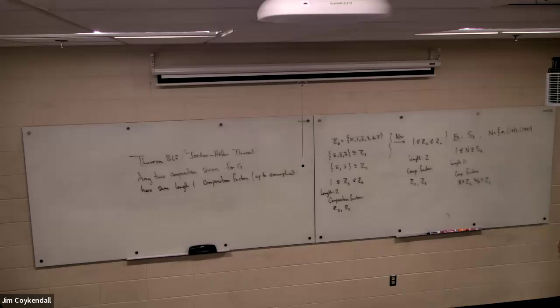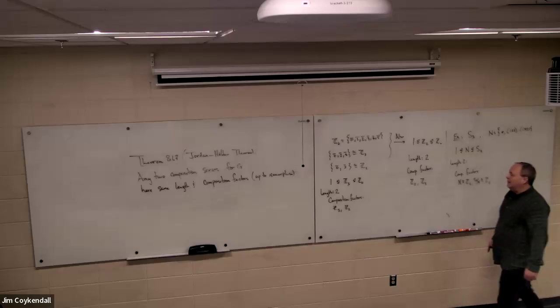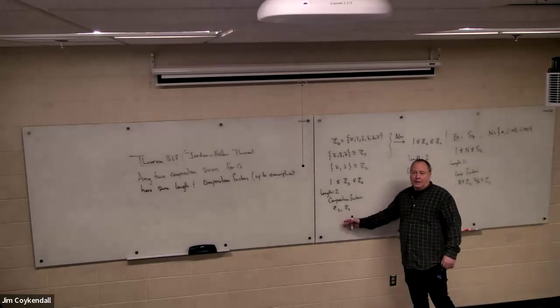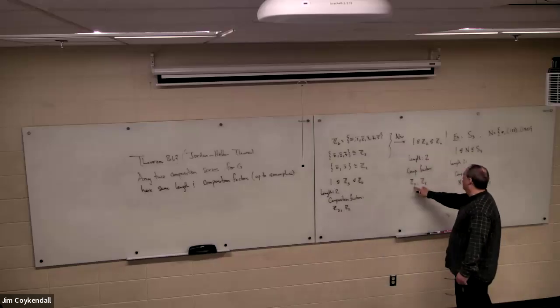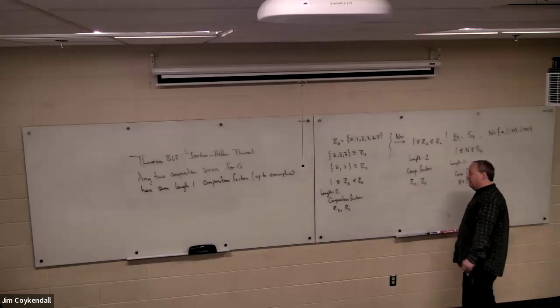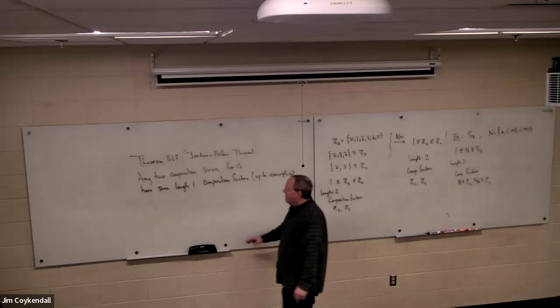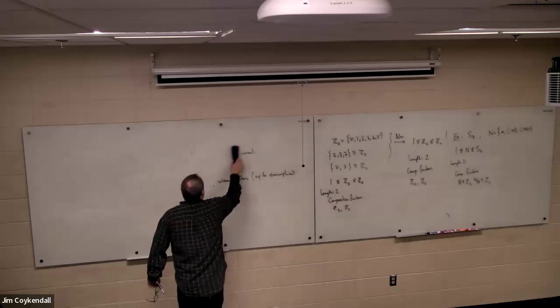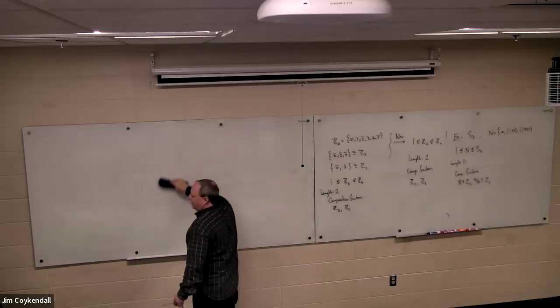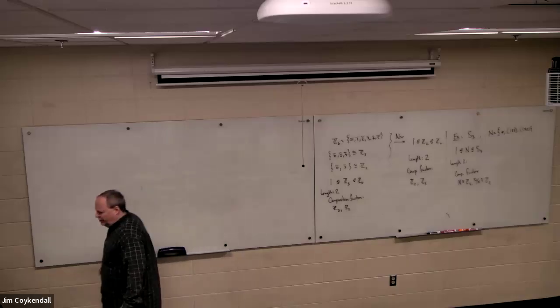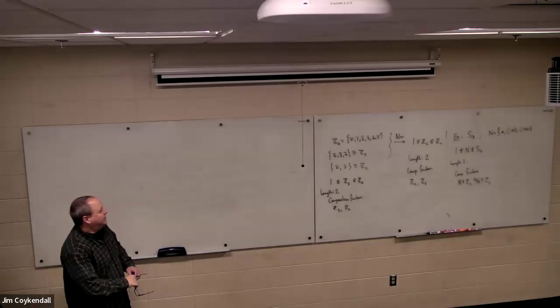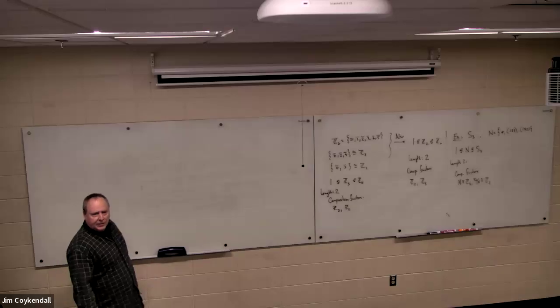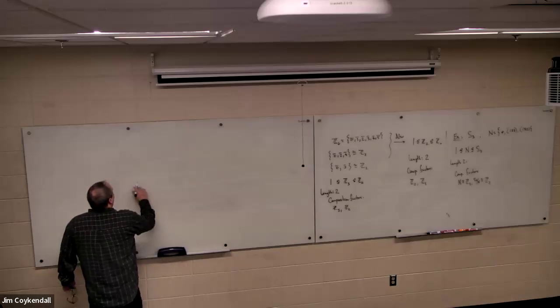Notice I get the same length and composition factors as I did from Z6, right? However, it is impossible for me to get it in the other order. Basically, the cyclic group of order 6 is stitched together by taking a direct product of Z2 and Z3, whereas S3 is a semi-direct product.